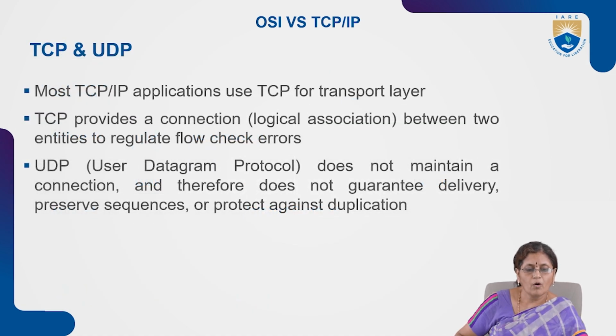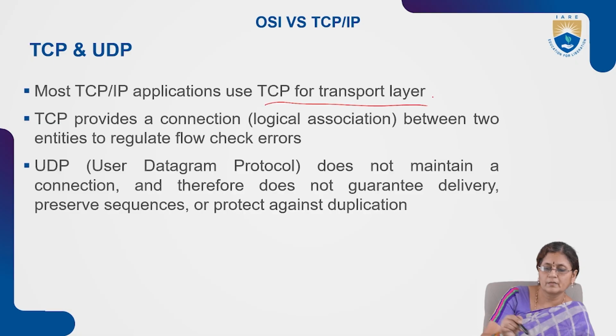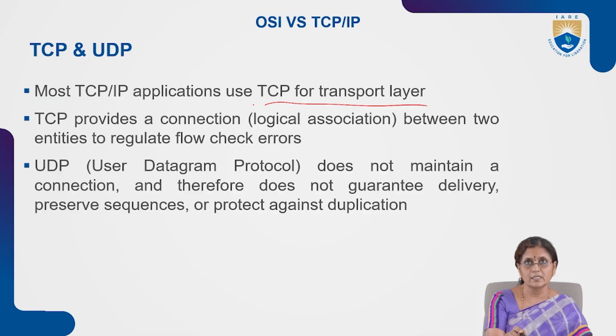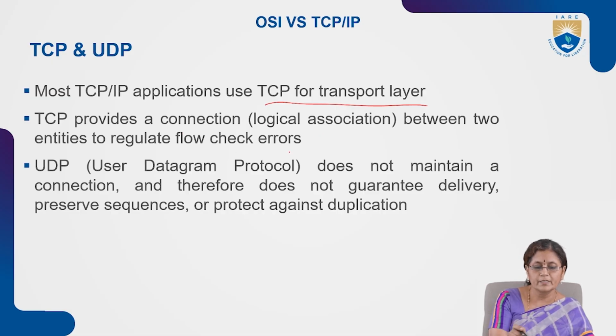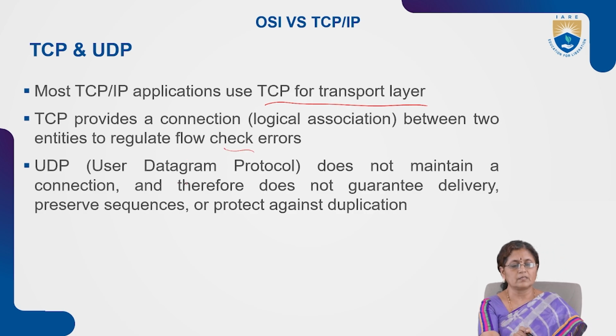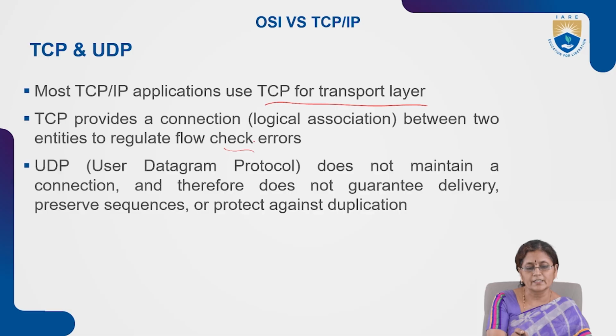So what is TCP and UDP? Most applications use TCP as the transport protocol. For the transmission layer, the protocol used is TCP, the Transmission Control Protocol. This provides a connection. What is the meaning of connection here? It is a logical association between two entities to regulate flow and check errors. So to check the flow and errors, these are virtual connections between the two entities. Here, two entities means two networks.